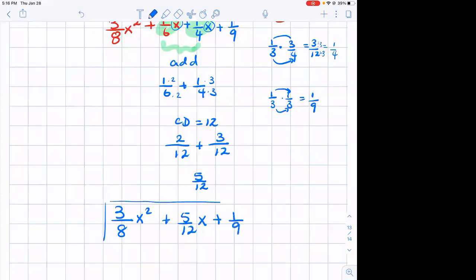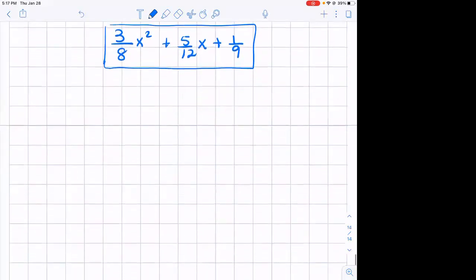So yes, it is a little bit more work, especially scrap work, but it's doable. So keep in mind that polynomials do contain fractions. In addition and subtraction, they do have fractions.